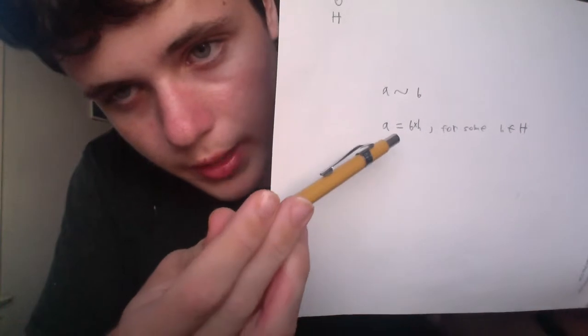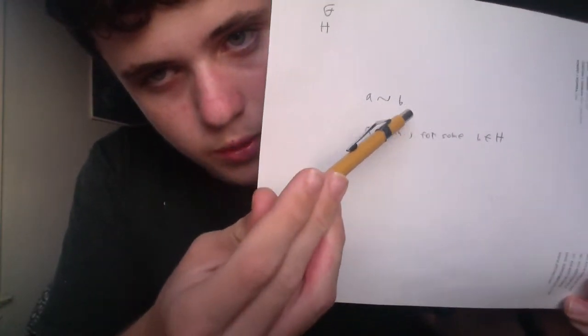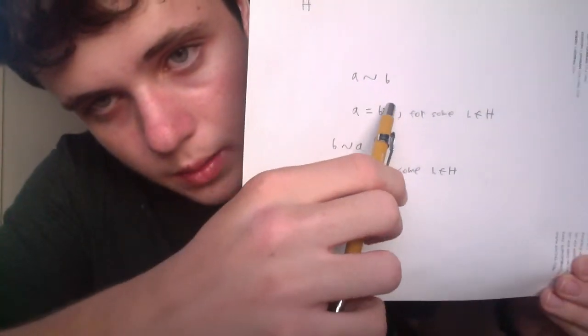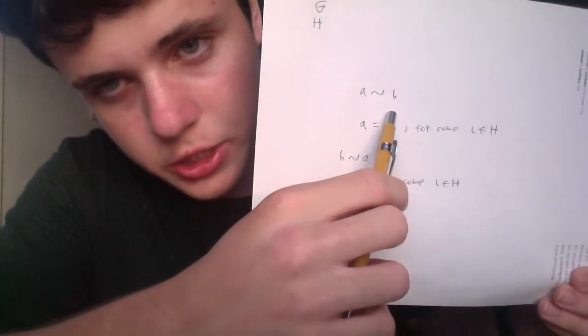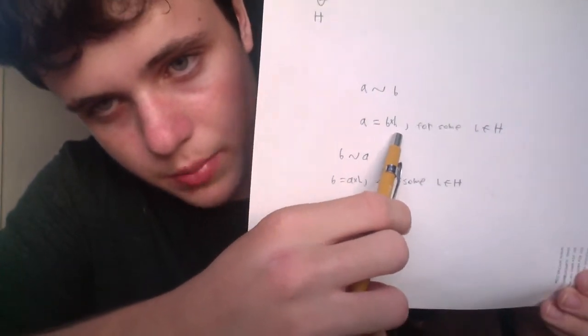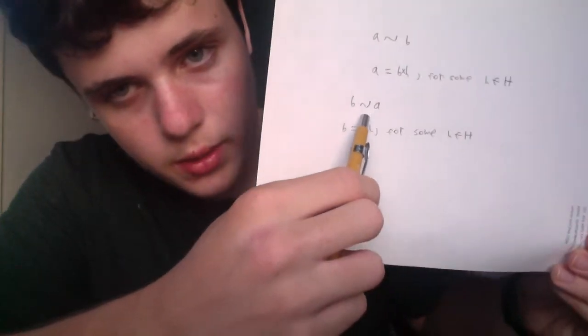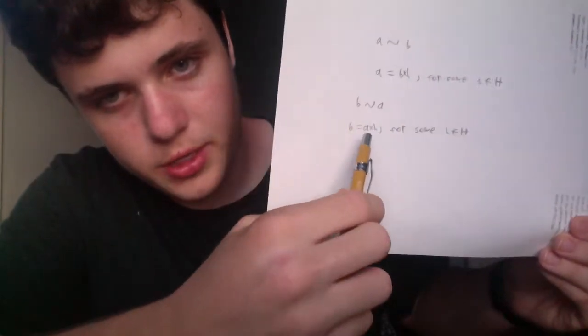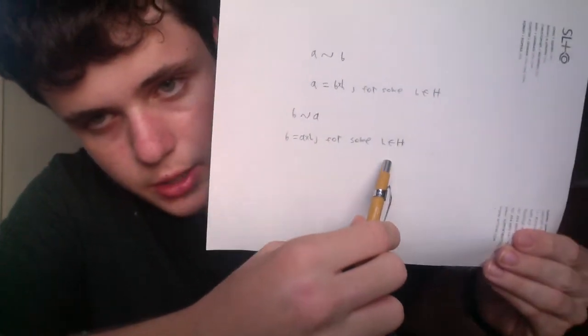So our first property we can get is if A equals B, then B equals A. So I'll show you how you get that. Alright, so basically if there's this relationship between A and B where A is equal to B times H for some H, then if B has the same relationship with A in the other order, that just means B is equal to A times H for some H in it.